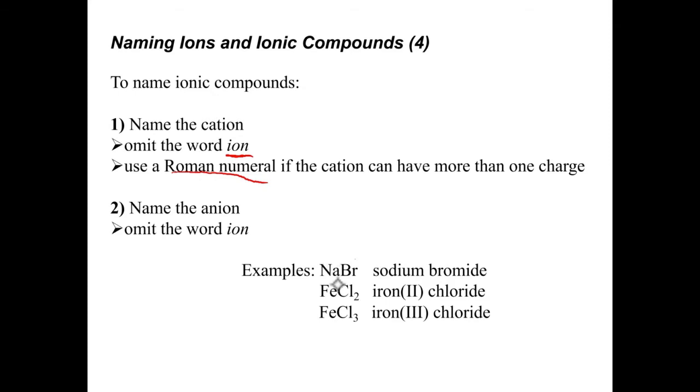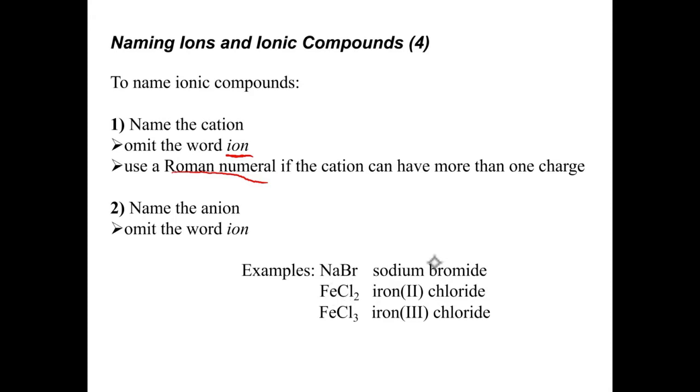Like the example down here below. Here we have iron and we have chlorine. If I just said iron chloride, you don't know whether I'm talking about iron 1 chloride, iron 2 chloride, or iron 3 chloride. You have absolutely no idea. The problem with naming it this way is that iron could have more than one charge. So if the cation can have more than one charge, you have to give it the Roman numeral. We can't use this, that doesn't work.